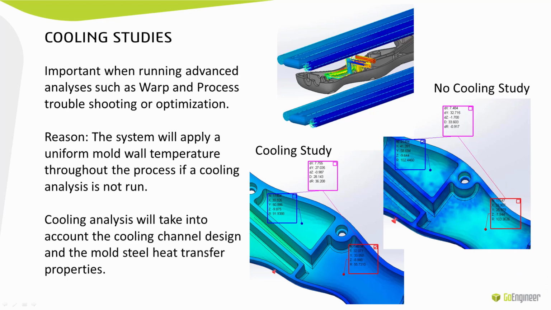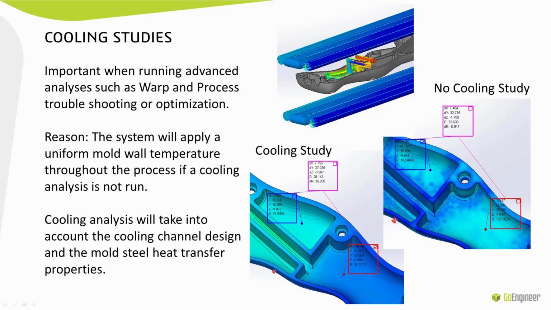The reason it's important to have a cooling study is that if you don't run one, the system is going to apply a uniform mold wall temperature throughout the process. If we look at the temperatures in my images on the right, where there's no cooling study, there are two different core areas, and one of them is measuring 103 degrees Celsius, the other 102. So they're very similar in temperature through the whole process. The mold temperature is set at one uniform temperature.